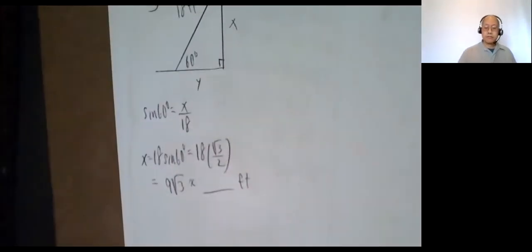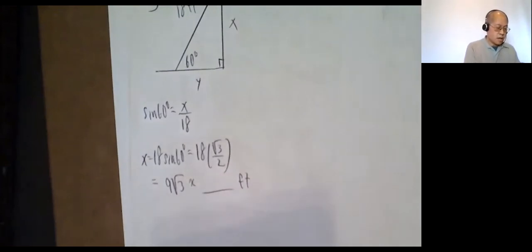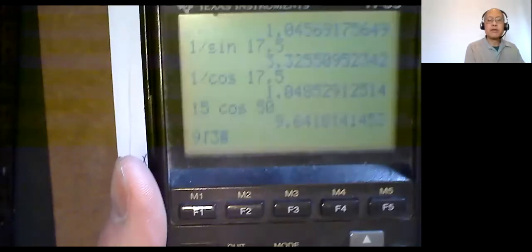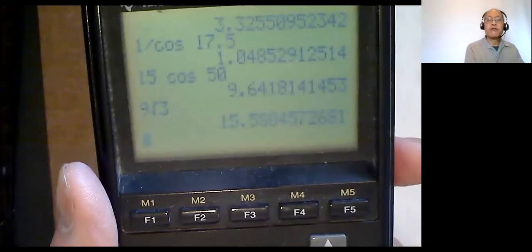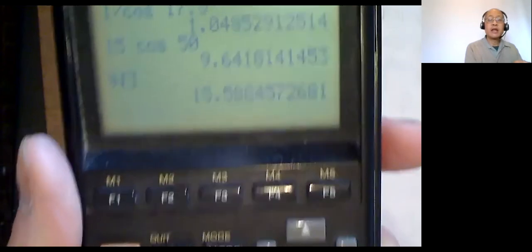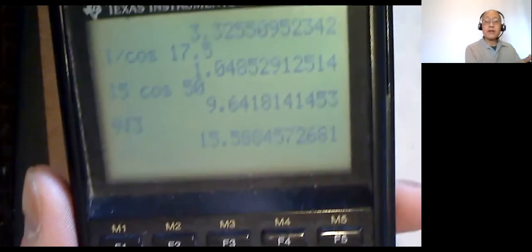And this is going to be so many feet. 9 times square root of 3. 9 square root of 3 is 15.588. Where do they tell me to round to? How many digits do they want? 2 places. So 2 places is 15.59.